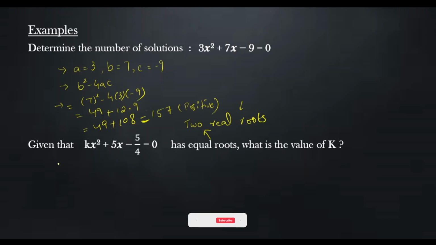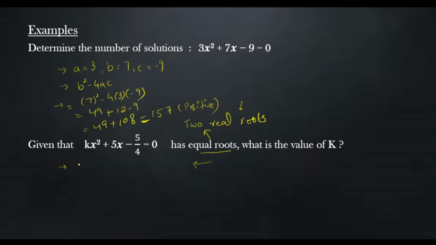Next question is: given that kx square plus 5x minus 5 by 4 has equal roots, what is the value of k? Whenever we solve this type of question, we have the situation mentioned here. Taking this, we move backwards and find the value of k. They simply said that we have equal roots.